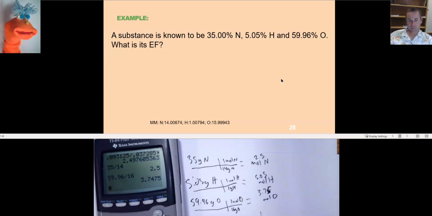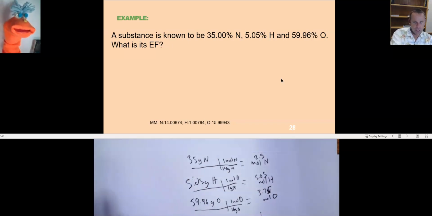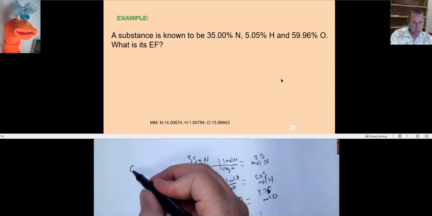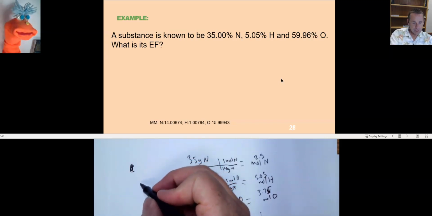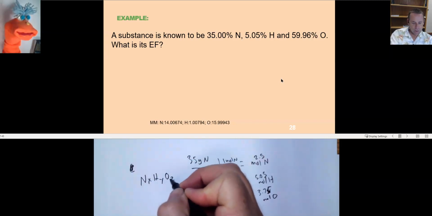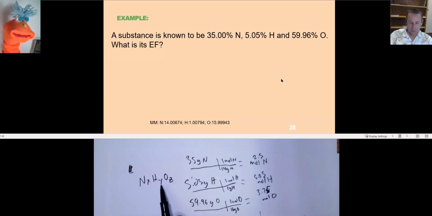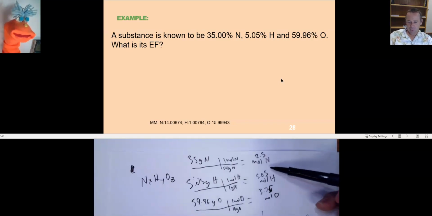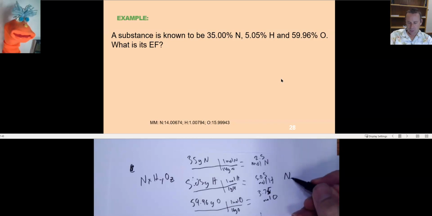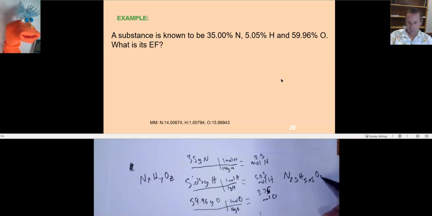Okay, so now what do I do with those values? I'm kind of confused at this point. Well, we converted from grams to moles. Why did we go to moles? Well, I can't remember. Well, what we're trying to do is find the empirical formula, right? Which is something like NXHYOZ, right? We're trying to find X, Y, and Z there, those numbers in the empirical formula. Now to do that, you need to know the moles of each of these, because that's what that X, Y, and Z is. It's the molar ratio. That's why we go after the moles. So now I have those values. I can go N, there's 2.5, H, there's 5.05, and then O, there's 3.75.